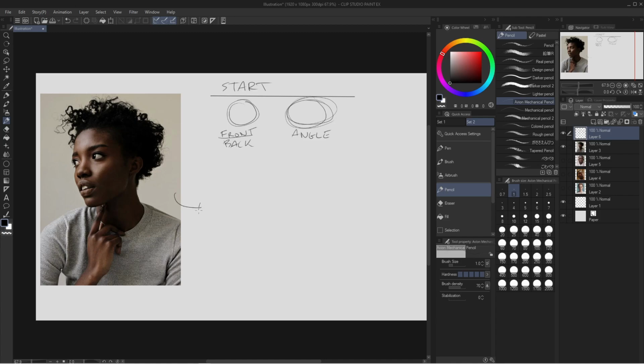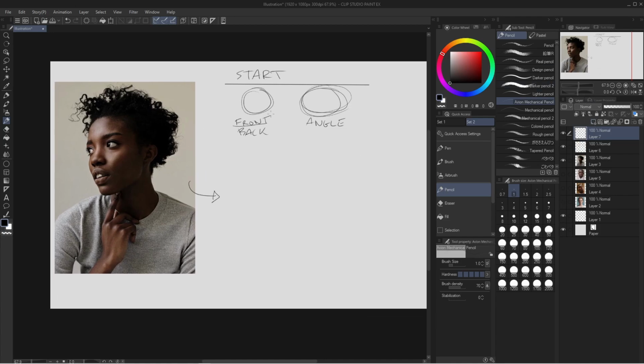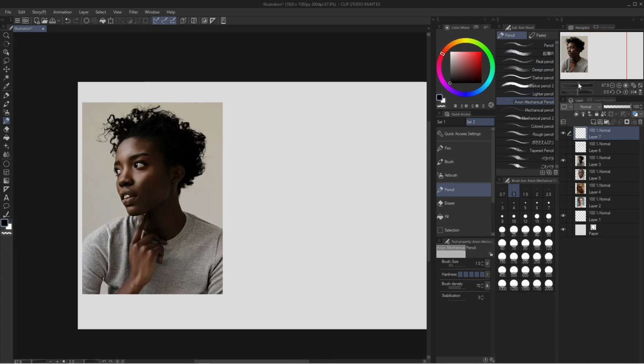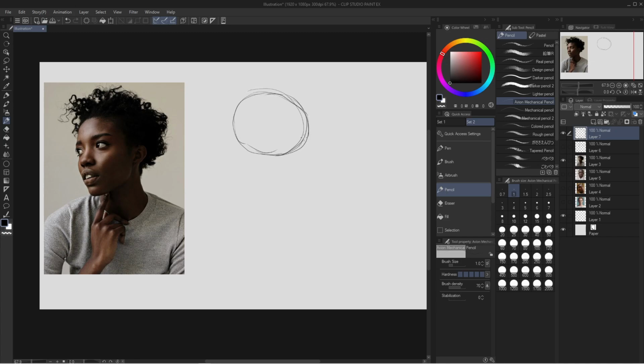So for this picture over here, this woman has her head at an angle. So what I'm going to do is draw an oval. It doesn't have to be perfect, it has to have an oval shape. You kind of want it to match the way the head is moving as well, but all right, we have a nice oval.